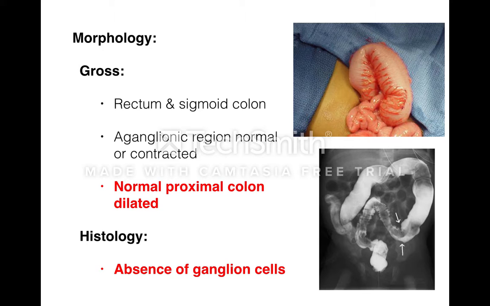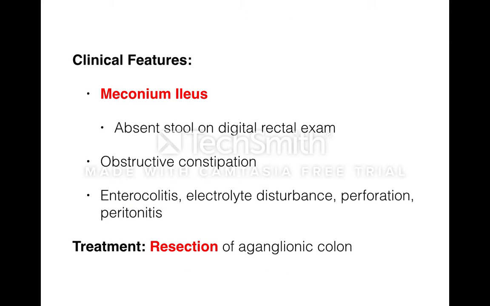Again, on histology, you won't have the ganglion cells. So neonates will present with meconium ileus and have absent stool on digital rectal exam. Remember that CF can also present with meconium ileus, so you'll have to differentiate these two. In addition to meconium ileus, patients can also have enterocolitis, electrolyte disturbances, and complications of perforation and peritonitis. Treatment will involve resection of the aganglionic colon and is typically curative.